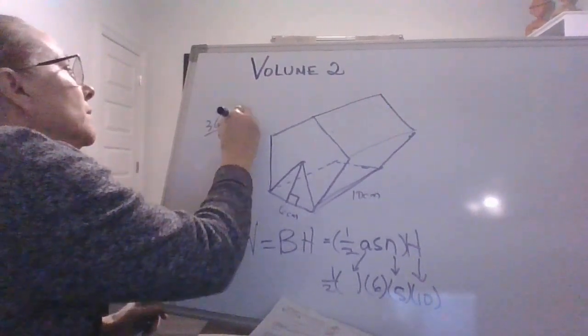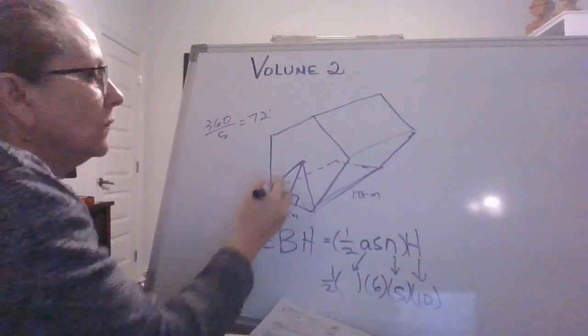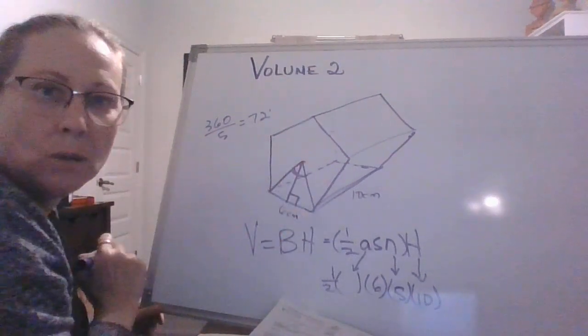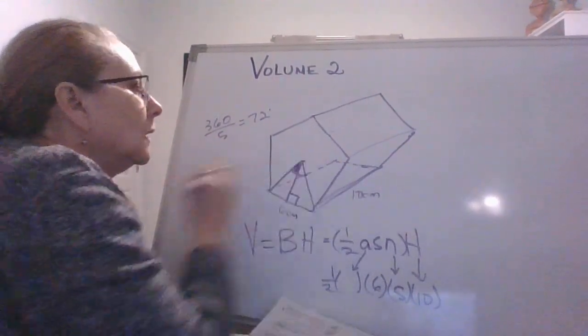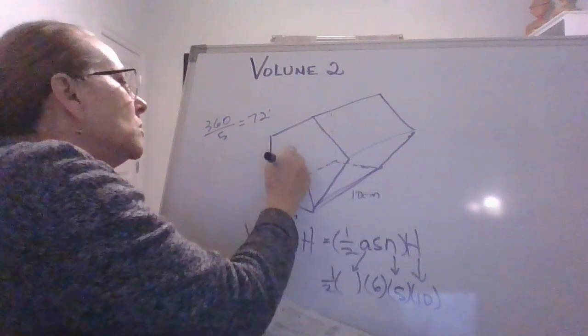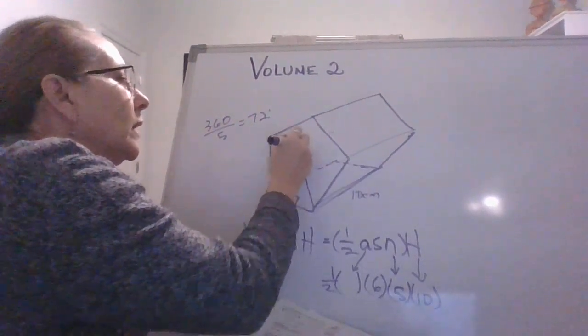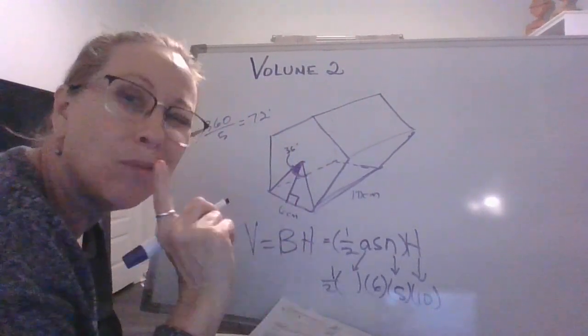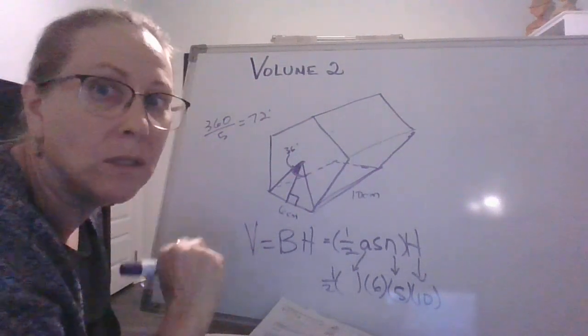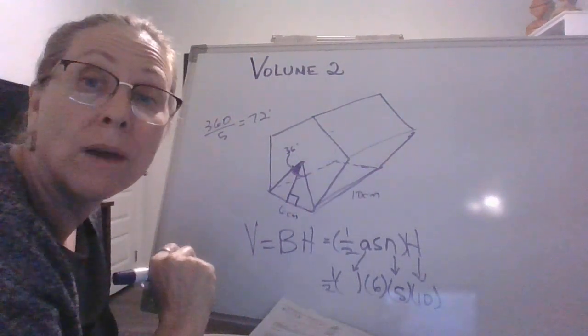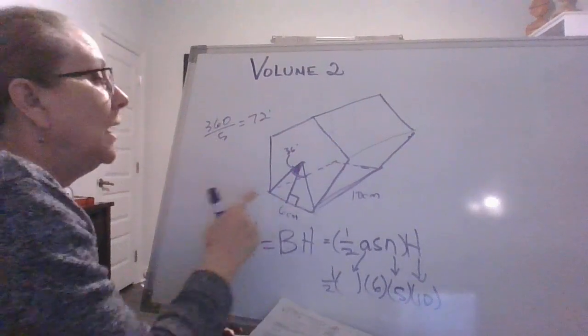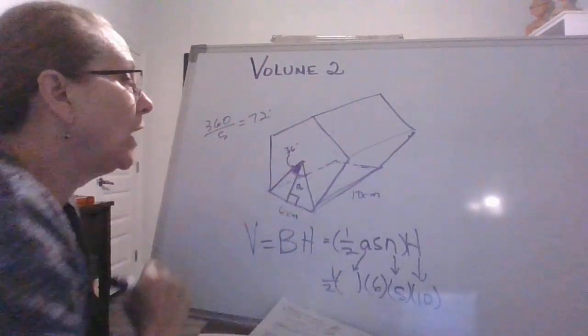360 divided by 5 gives us 72 degrees. So this angle would be 72, but I'm only looking at half of that, which is 36. You're like, oh, I remember 36 and I remember 22.5. 36 was for the pentagon, 22.5 was for the octagon. Now, we're looking for A.